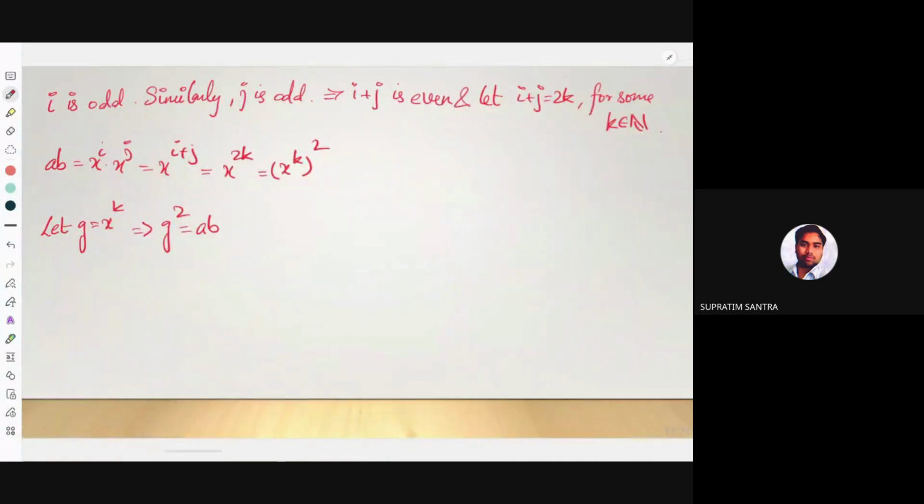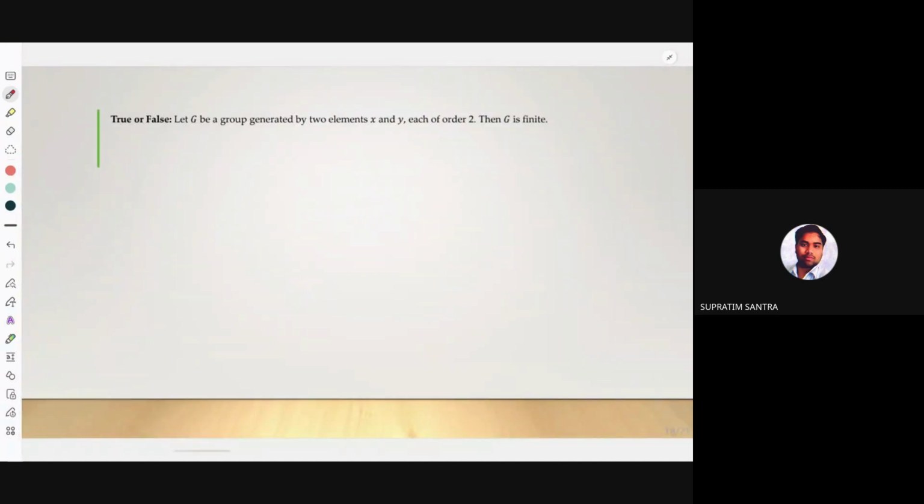So I move on to the next question. Now this is a true or false question from the TFR exam. Let G be a group generated by two elements x and y each of order 2, then G is finite.